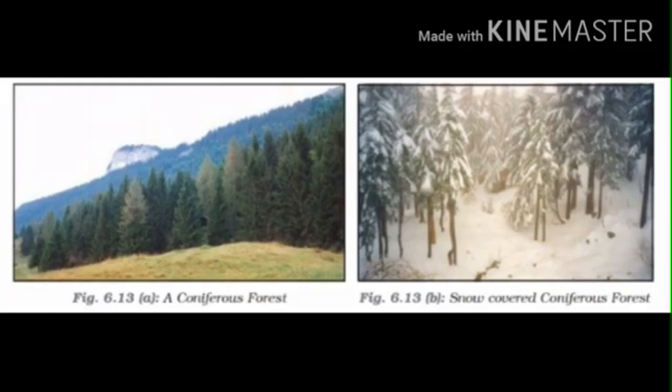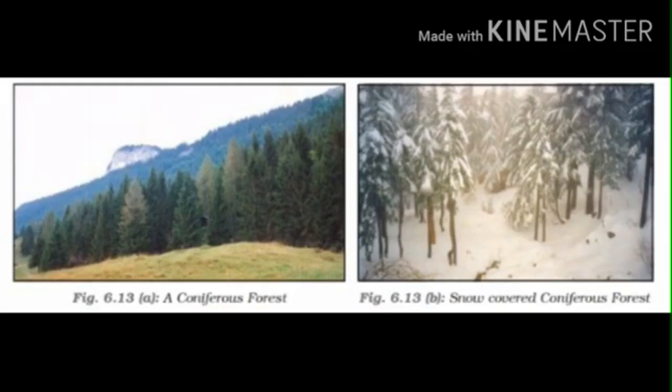Clear? In tropical evergreen forest, the trees do not shed their leaves throughout the year. It is full of greenish color. Then the trees have thick canopies. And then tropical deciduous forest. Tropical deciduous forest is also called tropical monsoon forest. In this tropical deciduous forest, the trees shed their leaves in the dry seasons.